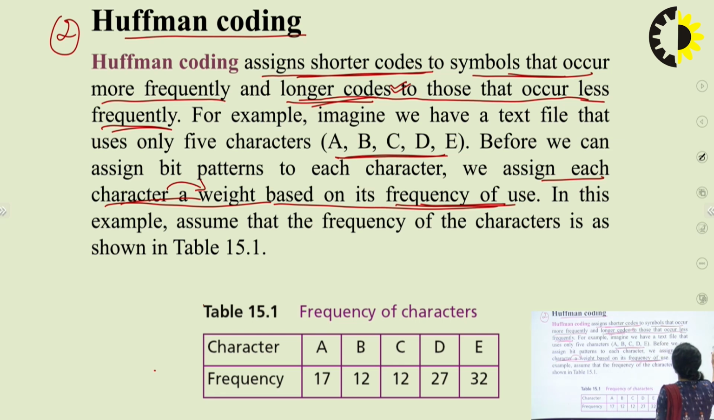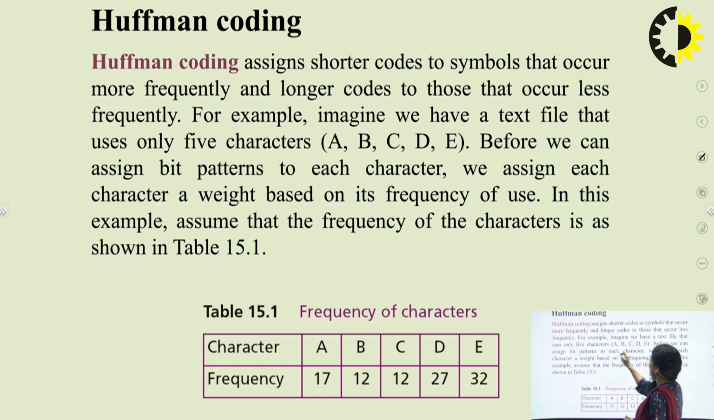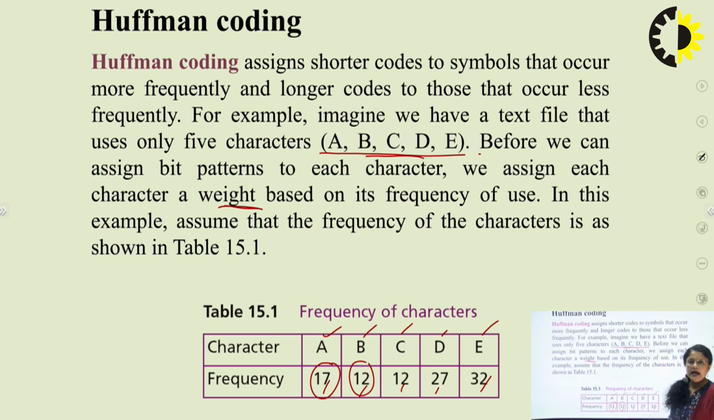So we are considering an example where our string of data is made up of these 5 characters, A, B, C, D, and E. In this example, let us assume that the weights for the characters A, B, C, D, and E are 17, 12, 12, 27, and 32. This represents the number of times each letter has been used. Let us say A is used 17 times, B is used 12 times, and so on.